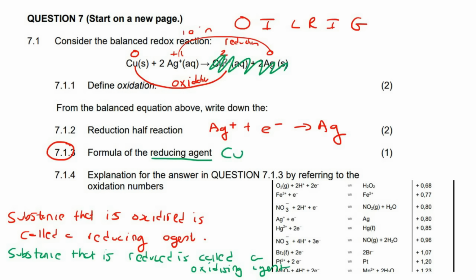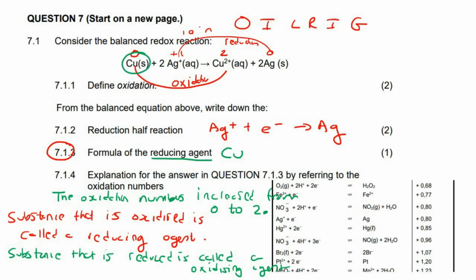Okay, for 1 mark, the explanation for your answer in 7.1.3 by referring to the oxidation numbers. That's a weird question, but just say that its oxidation number increases from 0 to 2. That doesn't even have to make any sense, but just say that, okay? So the oxidation numbers increased from 0 to 2. That's why copper is the reducing agent, because its oxidation number went from 0 to 2.